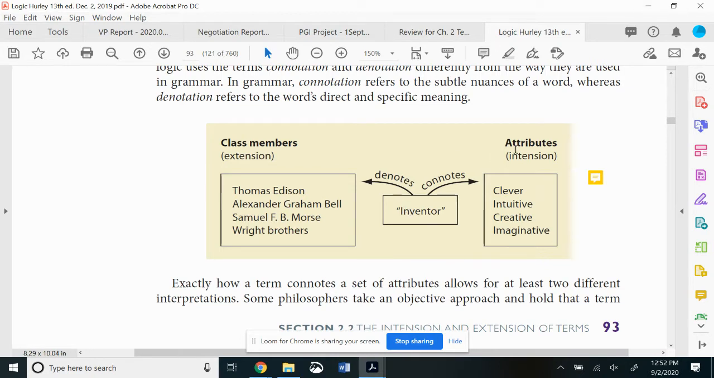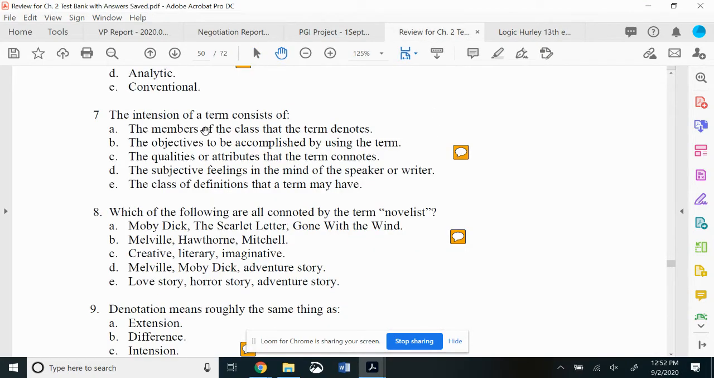And what was it asking for? Intention. So is it describing its properties and attributes? Is it connoting? Yes. So now let's go over here. An intention of a term consists of the qualities or attributes that that term connotes. Is that right? Yes, it's C. Okay, so that means A, B, D, and E are all false. Again, go back to that chart.